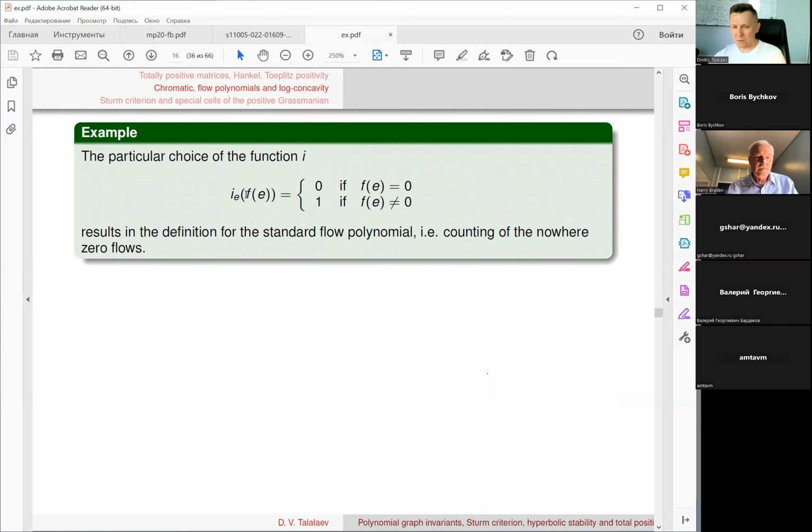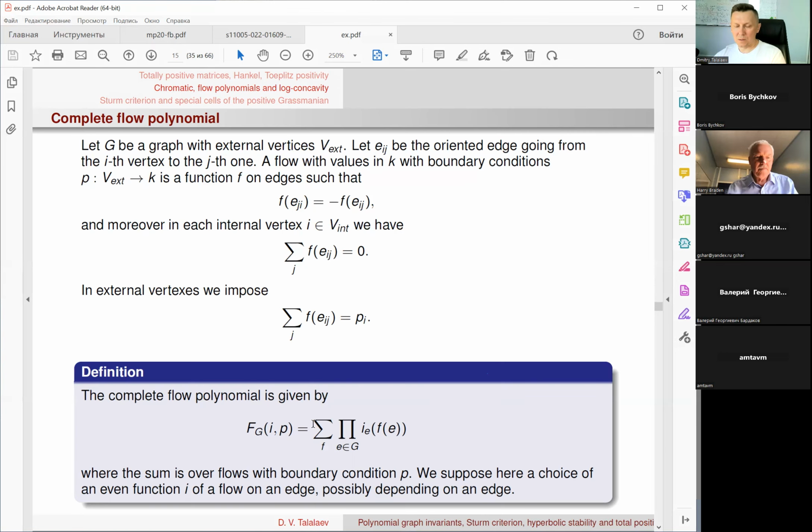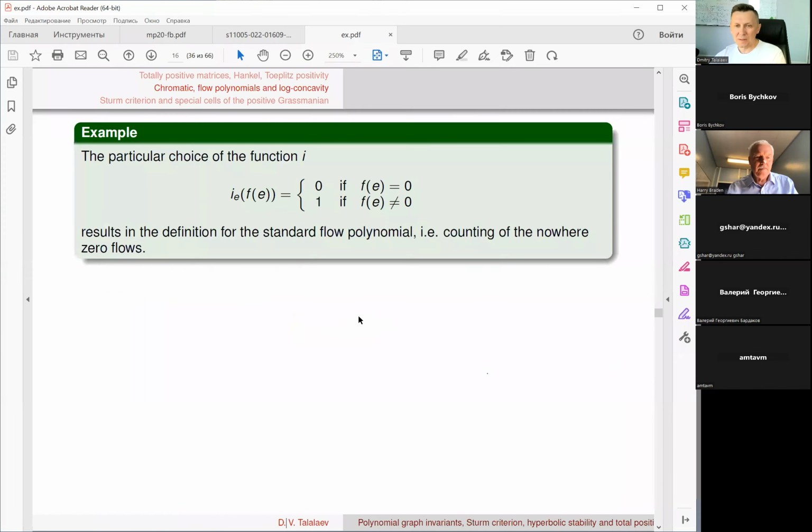Is there any condition on this function? Should it sum to 0 or something like that? No. No conditions. Whatever you want. There is no condition. So I can put all equal to 1, for instance. Yeah? You can put all to 0, and it will be the same as the flow polynomial without external terms, without boundary conditions.